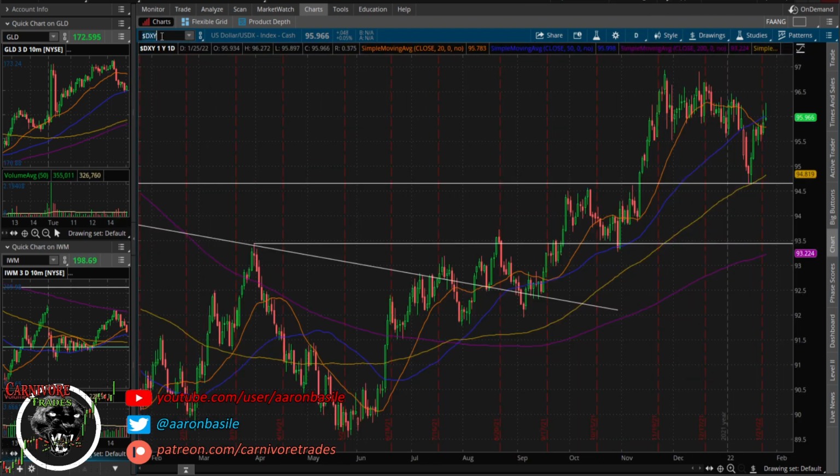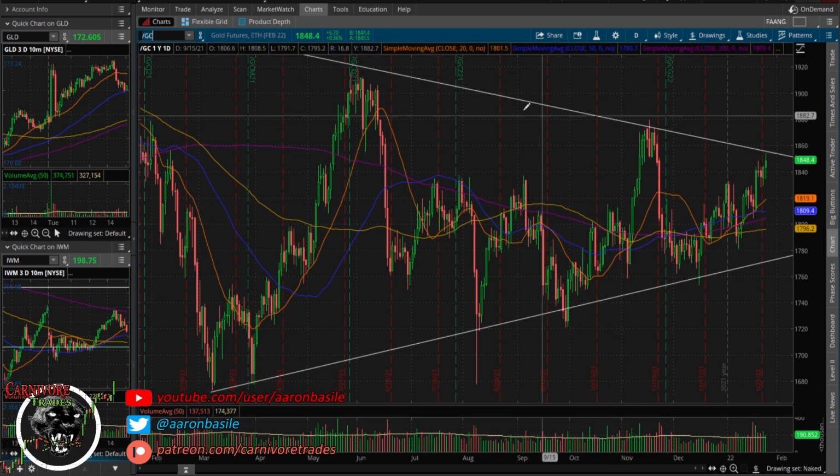Let's flip over to gold here. So gold continues to remain strong. Again, continuing to be a risk-off play, but it is tagging this upside trend line, and we'll see what it does here. We'll see if it gets a reaction off of that.